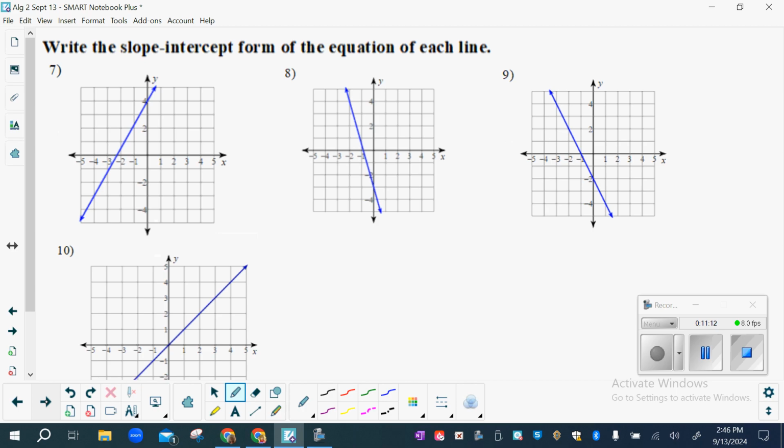Okay, so now on the next ones, we've got graphs of lines. So when we did this before, like in the warm-up, we just found out what the slope was. Now we're going to actually write the slope-intercept form of the equation of the line. So let's start with the y-intercept. Where's the y-intercept on this graph?